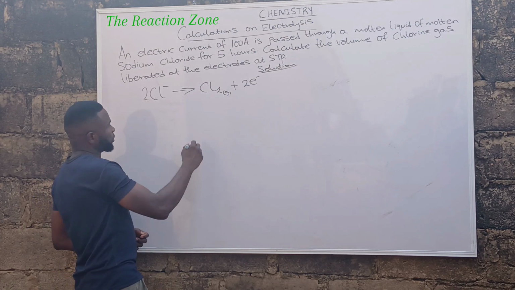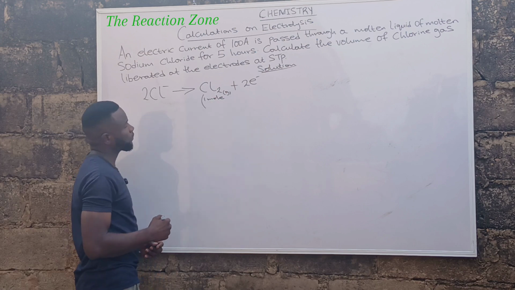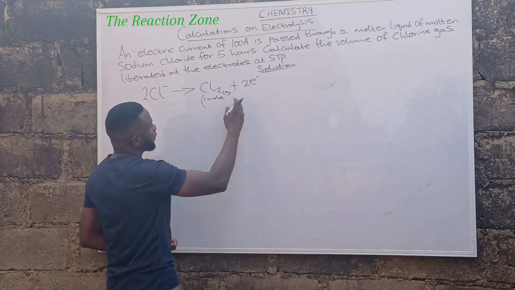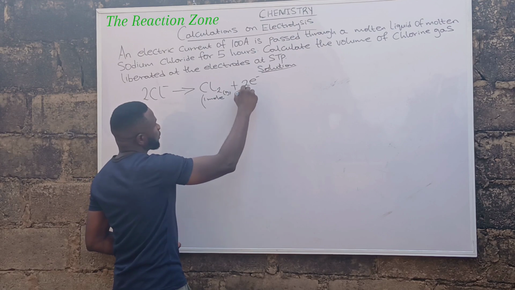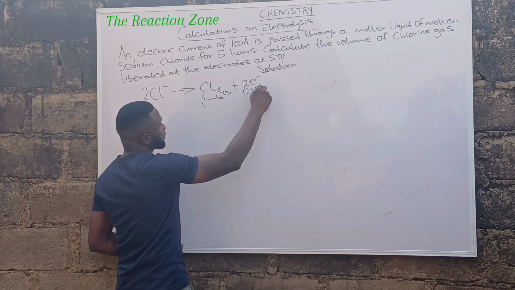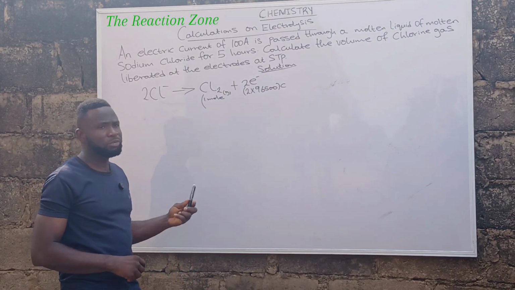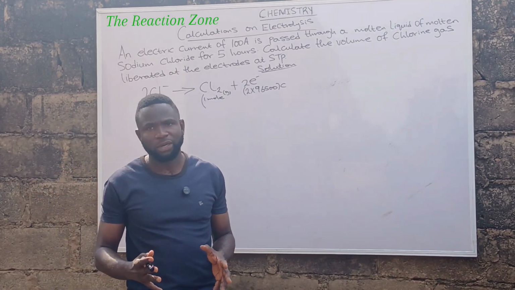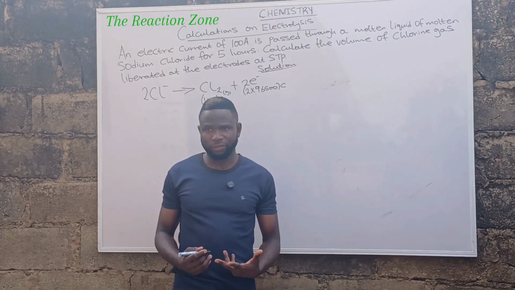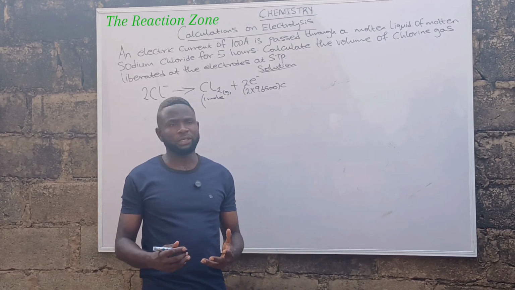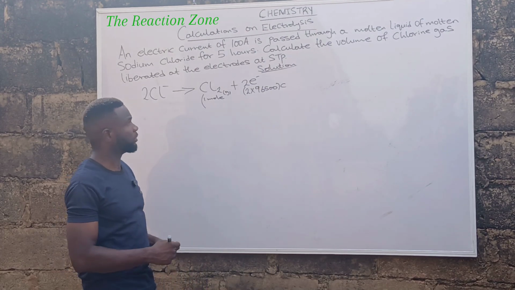Now look at this equation. You can see that the number of moles of chlorine gas here is 1 mole, and the number of moles of electrons is 2. So this is the same thing as 2 times 96,500 coulomb, and the reason is because the quantity of charge in 1 mole of an electron is 96,500. Therefore, the quantity of charge in 2 moles of electrons will be 2 times 96,500.